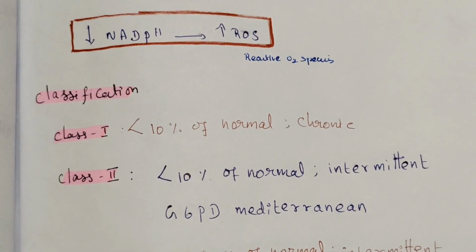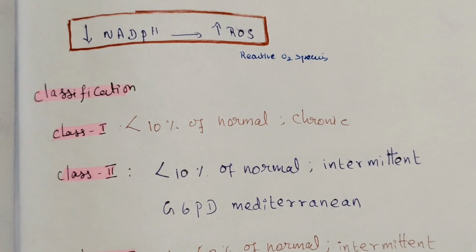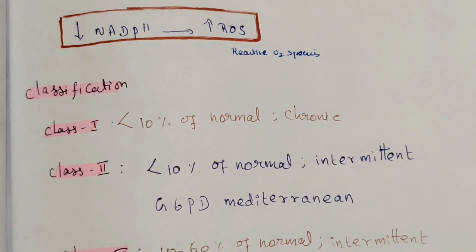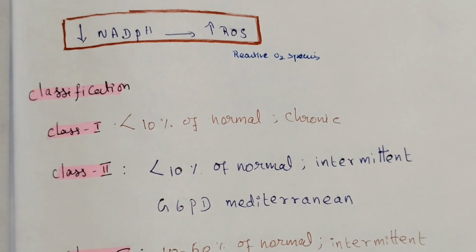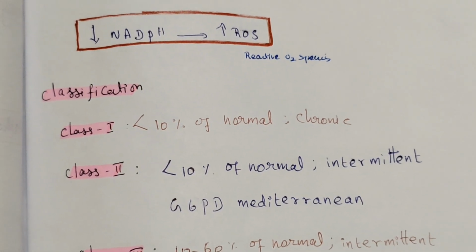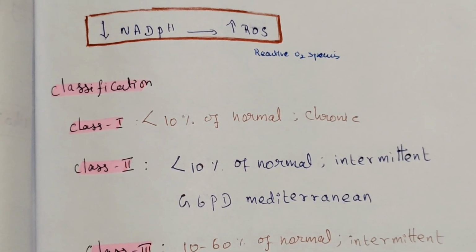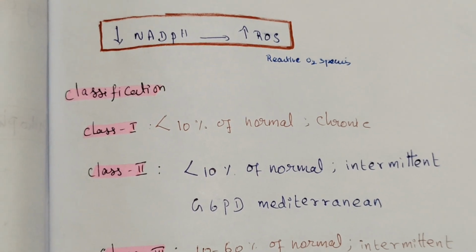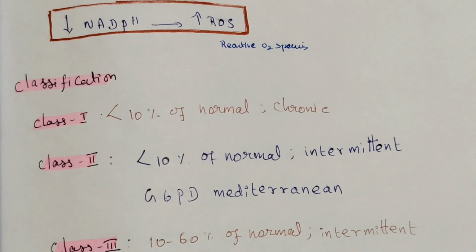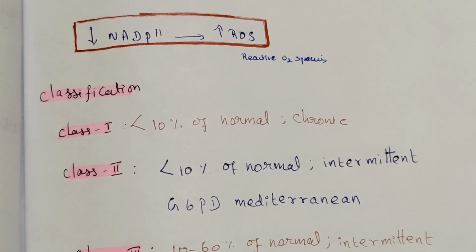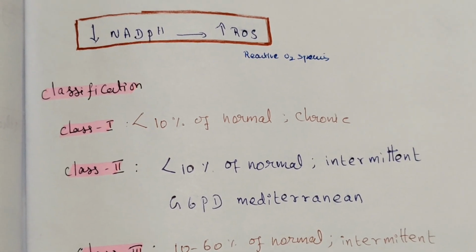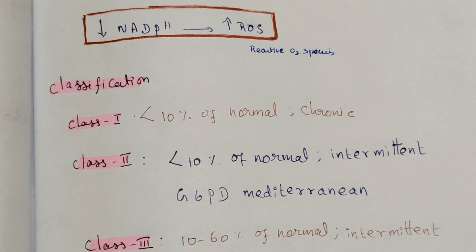So this condition is classified depending on the severity by which the glucose-6-phosphate dehydrogenase enzyme is affected. Some individuals are affected less, some individuals are affected more, and it depends on the activity of that enzyme or the amount of enzyme that is functional.